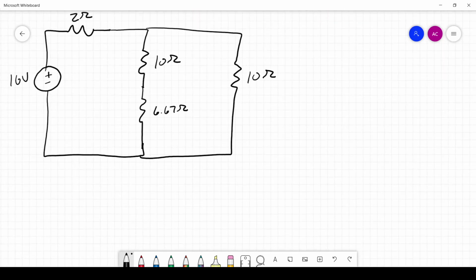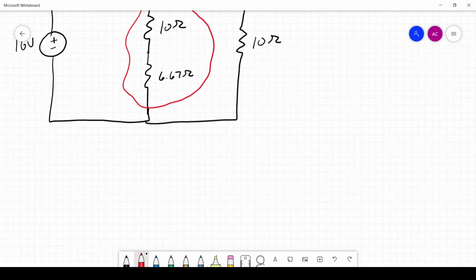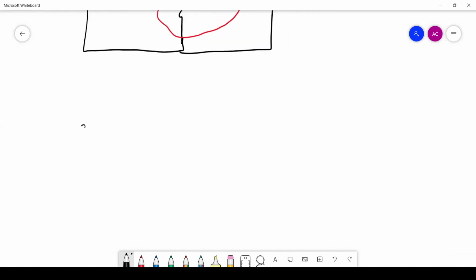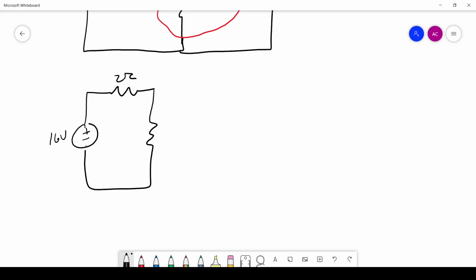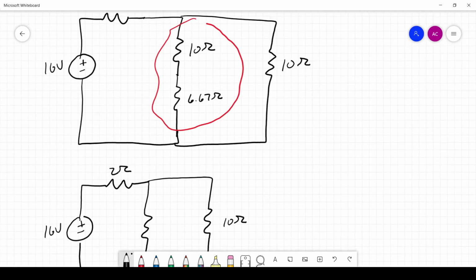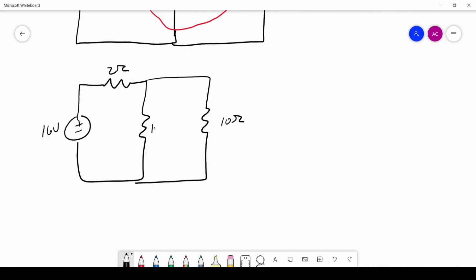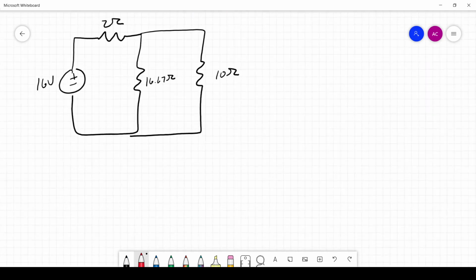All right. So now, next step. Got this whole shebang. Those are just series resistors. Remember, if we have 2 resistors in series, we can just add their resistances together. So now what we have is 16 volt source, 2 ohm resistance, that equivalent series resistance, and then that was 10 ohms. 10 ohms here, and then 10 ohms plus 6.67 ohms will give us 16.67 ohms.